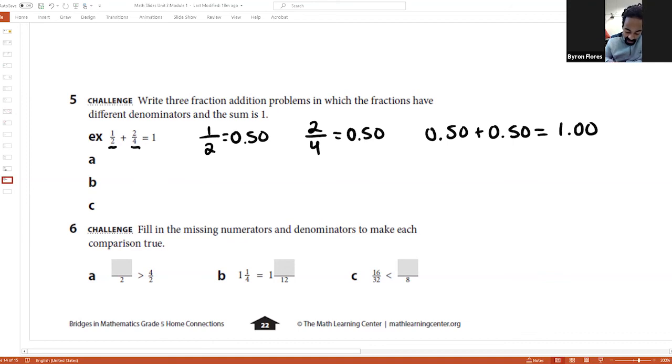For number 6, fill in the missing numerators and denominators to make each comparison true. So here you're going to be looking for equivalent fractions. When we're filling in the missing numerators, we need to make sure that if the symbol in the middle is saying that the first fraction is greater than, we create a fraction that's greater than 4/2. Here in B, it's asking us, how can we make 1 1/4 equal to 1? And we're going to add a numerator here that will equal 1/4. And then we have to make sure that 16/32 is less than the fraction that we create with the numerator over 8.